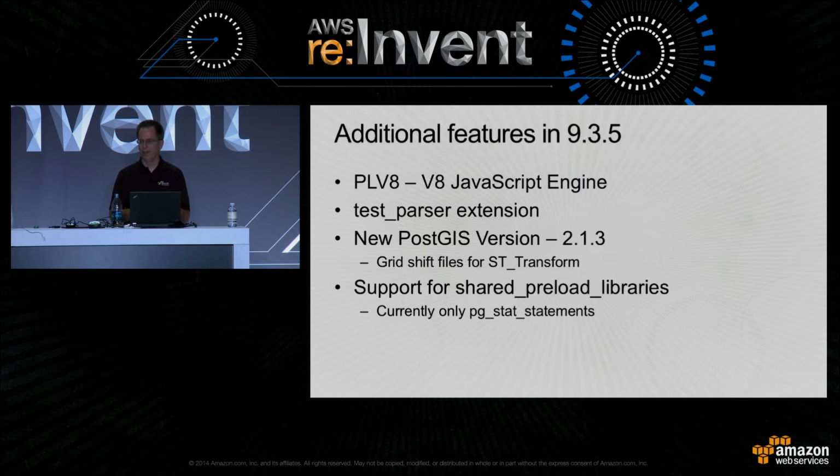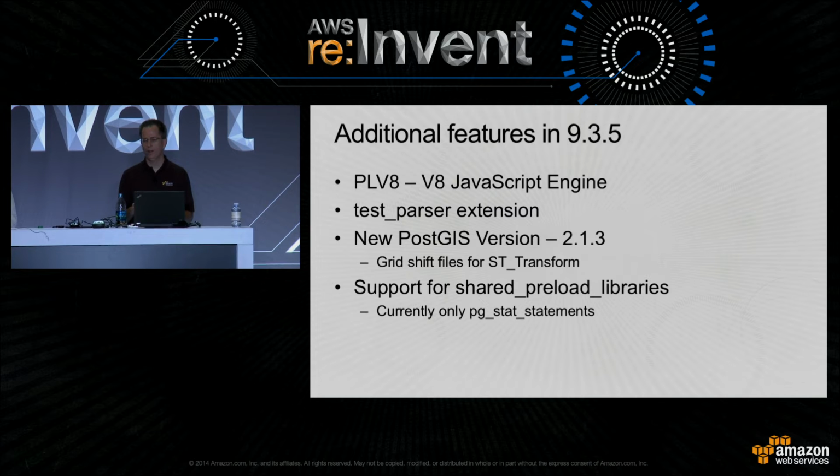So that was nice. We put a new version of PostGIS into the build that fixed a few bugs, as well as we added support for grid shift files, which I still don't understand what that does, but it's a good feature. And then, of course, we support shared preload libraries, but at the moment, the only one we support is pg_stat_statements, but in the future, we'll be able to add other ones as customers give us feedback on other things they'd like to see.